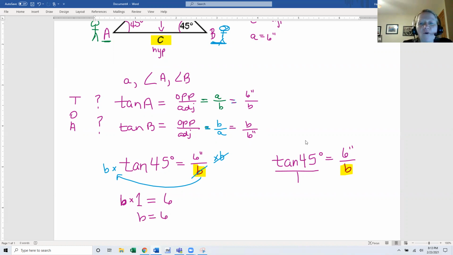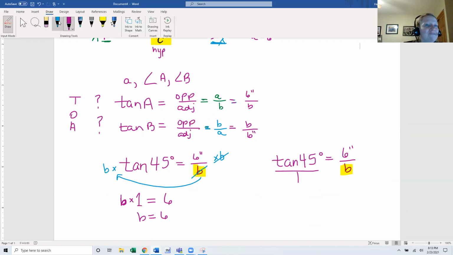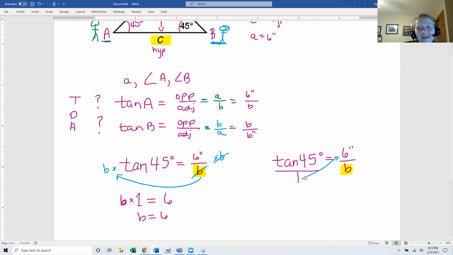All right, so over here, another way to do this, if moving all this stuff around you don't like it, you could create, so I wrote the same thing, tangent 45 equals 6 over b. And I just put the tangent 45 over 1. If you like cross multiplication, that's what this becomes. Now I can multiply 1 times 6, and I can divide by the tangent 45 number, and I'll get b, which is essentially what we just did.